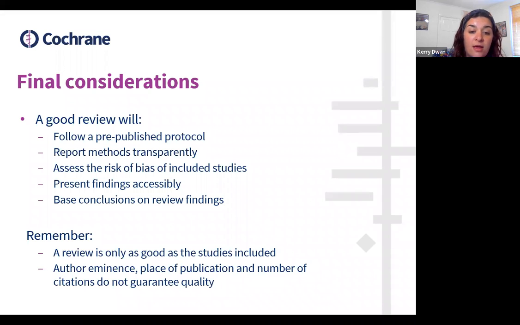It doesn't matter that the review contains network meta-analysis, it should still follow a pre-published protocol, and it should still report the methods transparently and still assess risk of bias of included studies. I think the main difference is about presenting the findings accessibly, because of the amount of information in reviews with network meta-analysis. It's a really important point to think about.